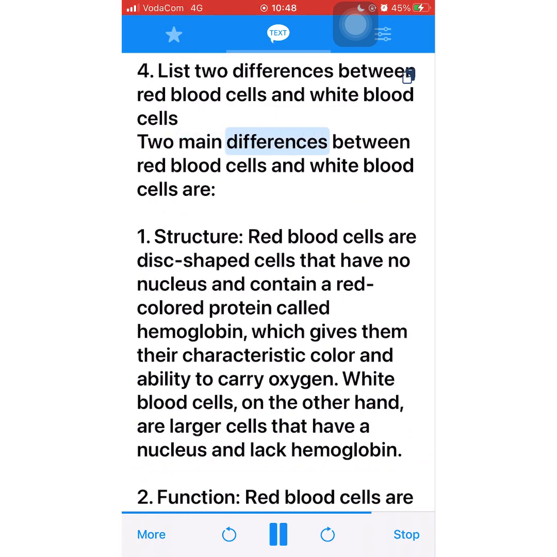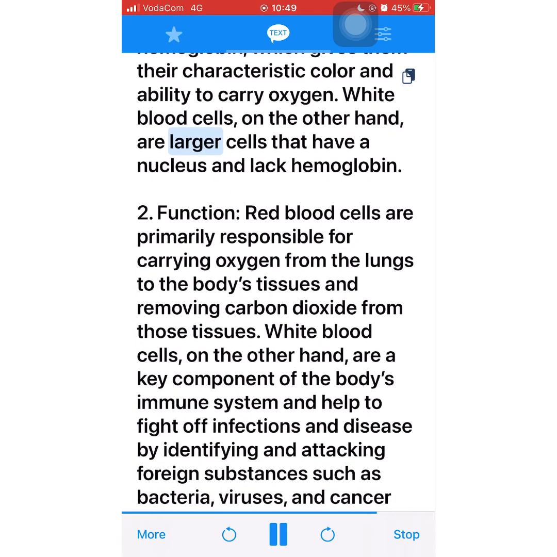2 main differences between red blood cells and white blood cells are: 1. Structure. Red blood cells are disc-shaped cells that have no nucleus and contain a red-colored protein called hemoglobin, which gives them their characteristic color and ability to carry oxygen. White blood cells, on the other hand, are larger cells that have a nucleus and lack hemoglobin.